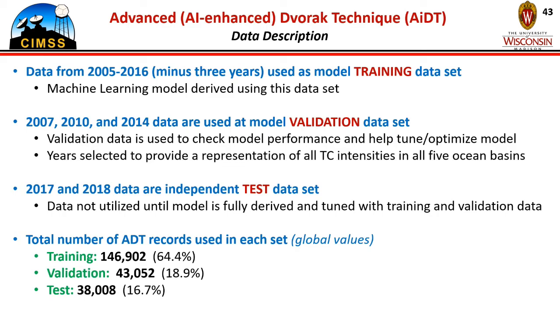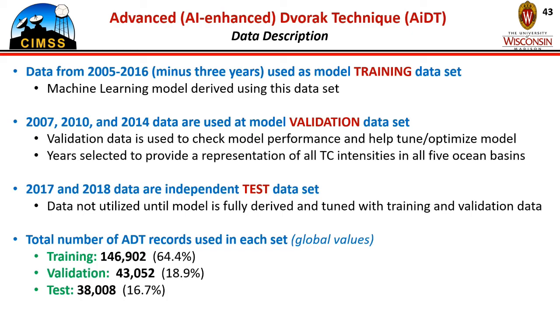Okay, so data from 2005 to 2016, minus 3 years, which I'll explain in a minute, were used to train the model. Once the model is derived, it is validated using the 3 removed years. This allows us to validate, tune, and optimize the model using various adjustments. The tuning and optimization process can take a while, since it can require many manual adjustments to the parameters, like the number of levels or the number of nodes in the model. I'll go into this a little bit, but I don't want to go into a lot of it because that can take up a lot of time.